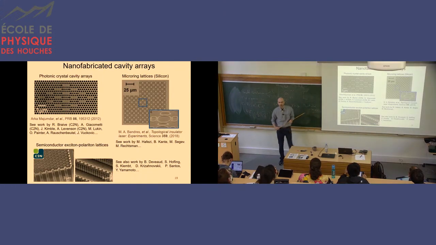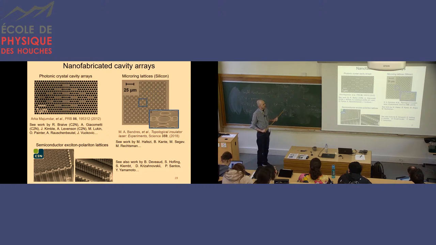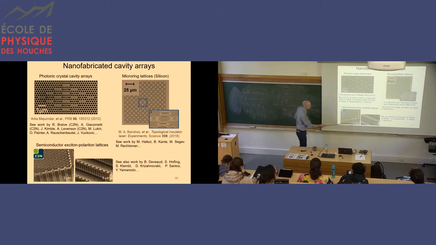Instead, there are plenty of ways to actually fabricate microcavities, to nanofabricate these cavities, to realize cavity arrays very efficiently. Okay? So I gave you a few examples here. These are all scanning electron microscope pictures of different devices. You see, I put the scales every time, so this is always in the micrometer scale, more or less.